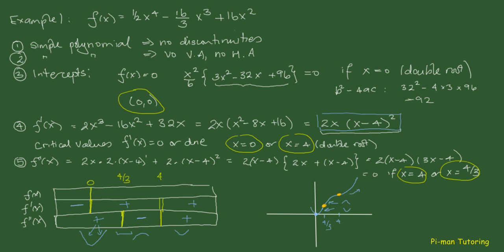We can just quickly look at the end behavior. As x tends to infinity, f of x would tend to positive infinity, and as x tends to negative infinity, because of the even power on the x to the 4, we would expect this function to head off to infinity as well. So that's it. We've done the analysis, and this is the graph of this function. Let's do another.